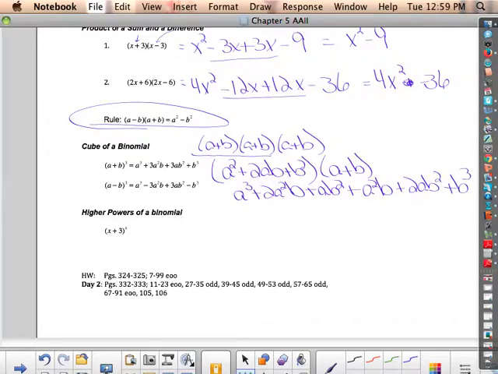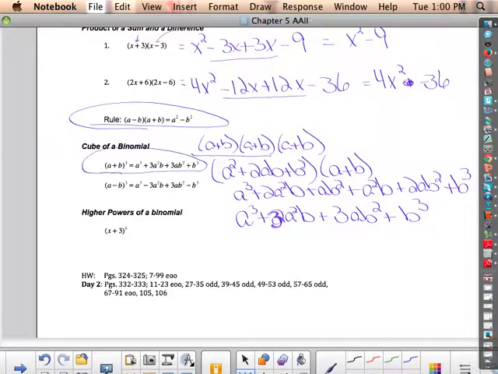Then I need to combine like terms. That's going to give me a to the third plus, no, 3, sorry, I missed that one, 3a squared b, then plus 3ab squared plus b to the third. Okay, so when you look at those, this is the rule, and I generated that simply by multiplying a plus b times a plus b times a plus b.